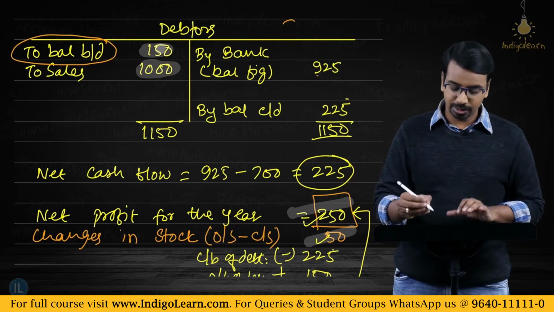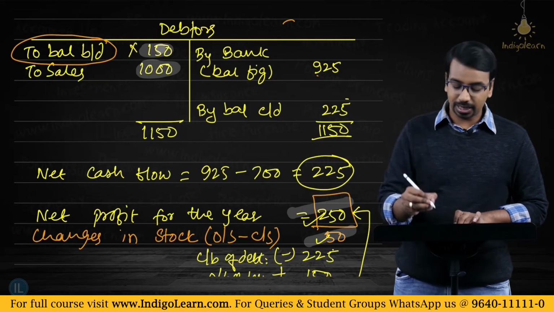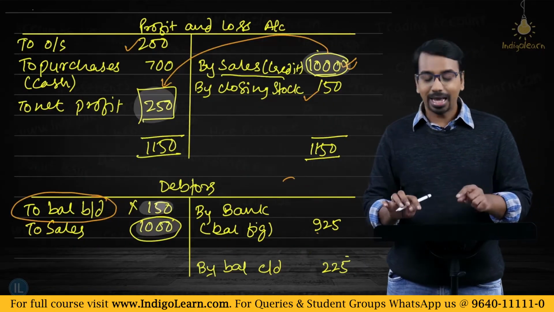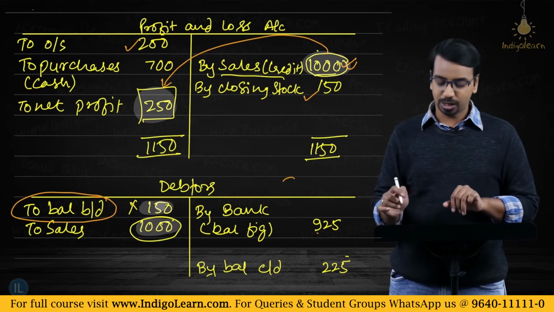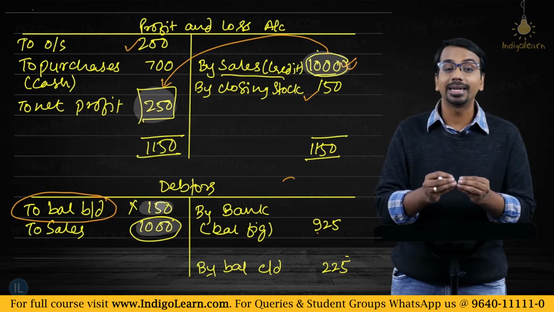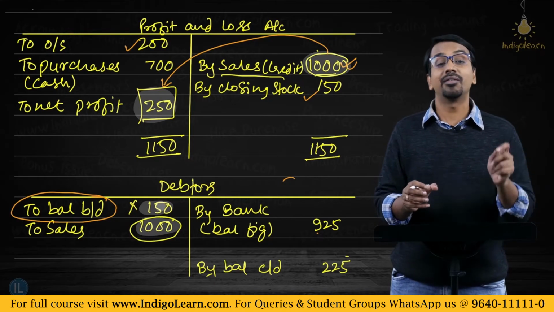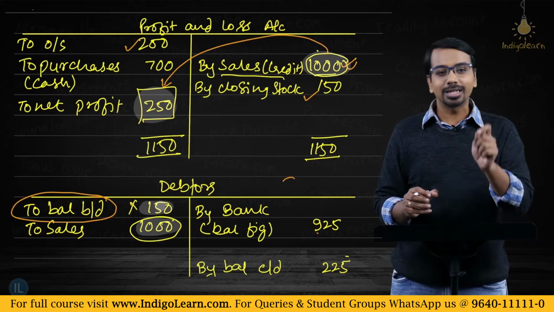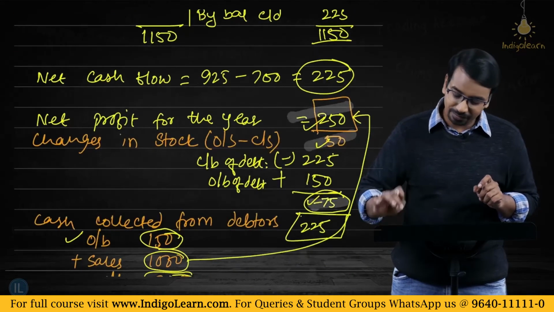For a moment, let us assume that 150 was not collected at all. This 925, whatever has been collected, is out of this 1000 only, which means I have added 1000 as sales to arrive at the net profit, but I did not collect 1000. How much did I collect? I collected only 925. What is the adjustment I should do? 1000 minus 925, 75 rupees I should reduce, because to that extent I have not collected. That is not yet my cash inflow. So the net adjustment of 75 does not change.